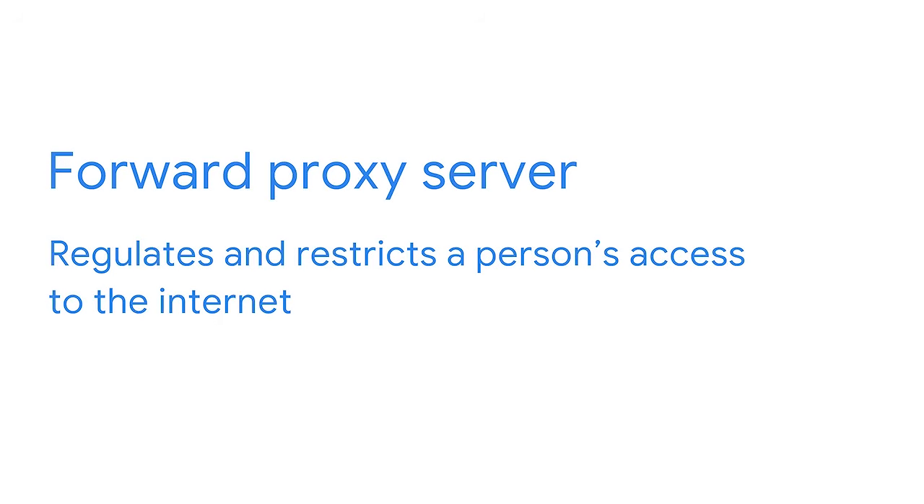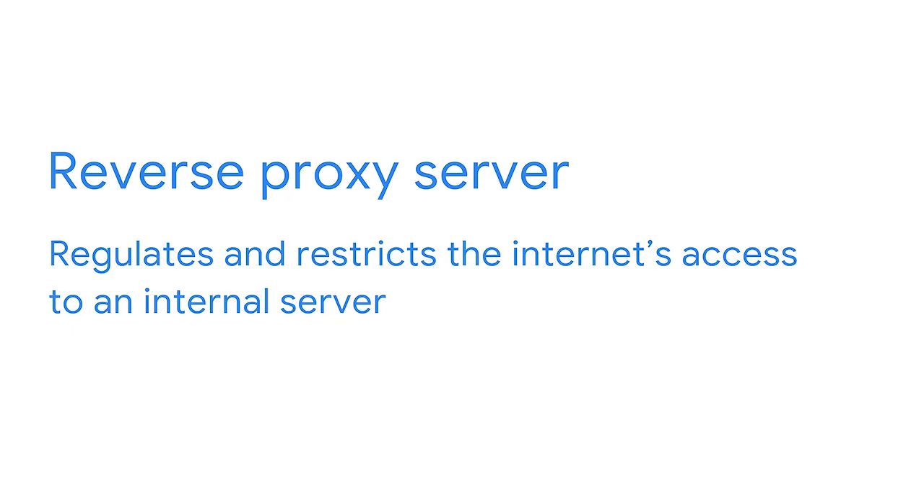A forward proxy server regulates and restricts a person's access to the internet. The goal is to hide a user's IP address and approve all outgoing requests. In the context of an organization, a forward proxy server receives outgoing traffic from an employee, approves it, and then forwards it on to the destination on the internet.